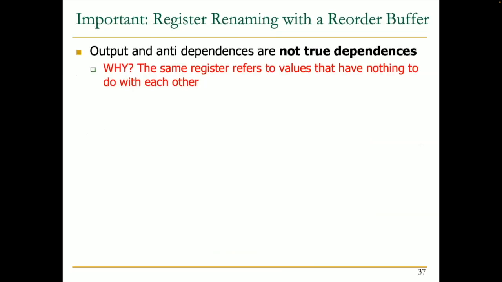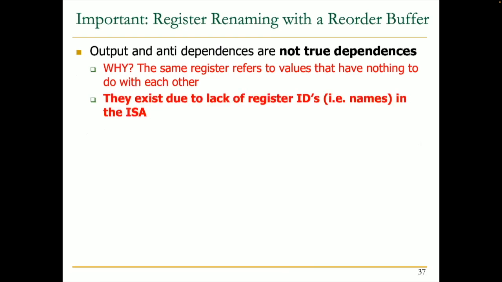Okay, so basically, one of the major concepts that we've covered today is this register renaming with a reorder buffer. I want to emphasize this a little bit more because this is going to be very important tomorrow. What we've done is handle output and anti-dependencies. If you remember them, we're going to look at them in the next slide also. They're not true dependencies. The same register refers to values that have nothing to do with each other. And the main reason why this happens is because you don't have enough register IDs in the ISA.